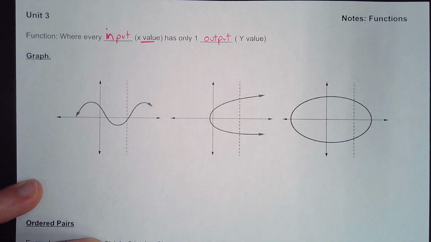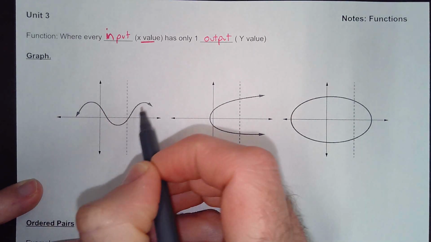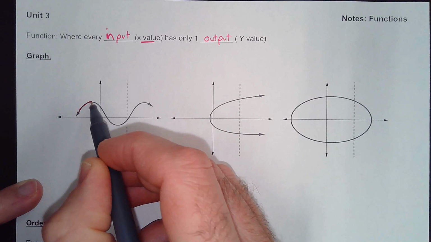If we are looking at a graph, that's the easiest way to tell if something's a function. We can use something called the vertical line test. When we're looking at a graph, we ask ourselves, is there anywhere I can draw a vertical line, and the vertical line goes through the graph? Here's my graph.